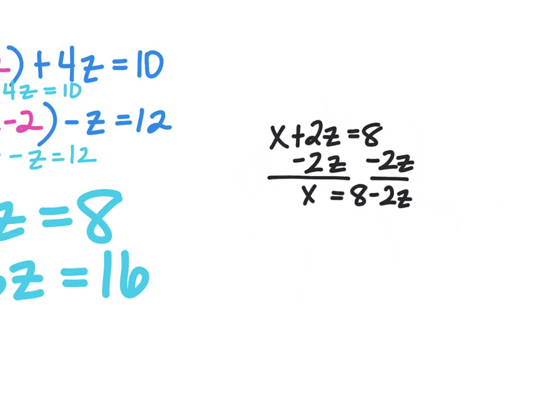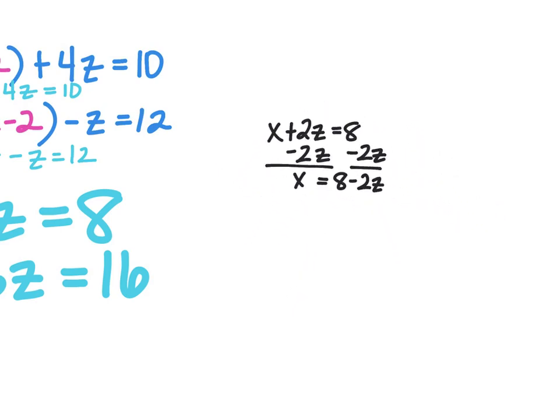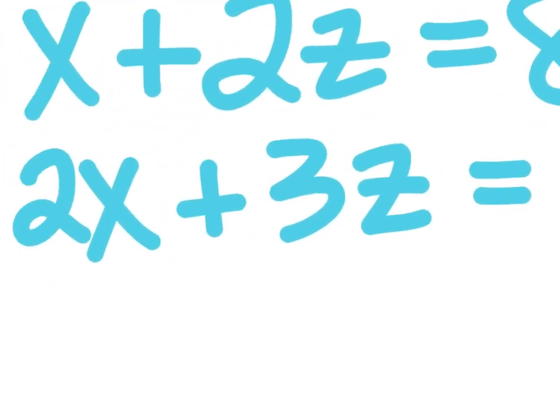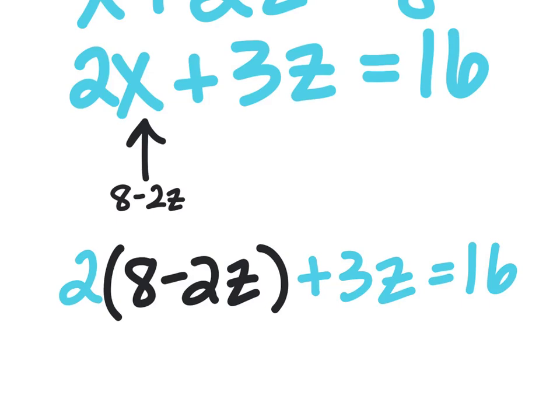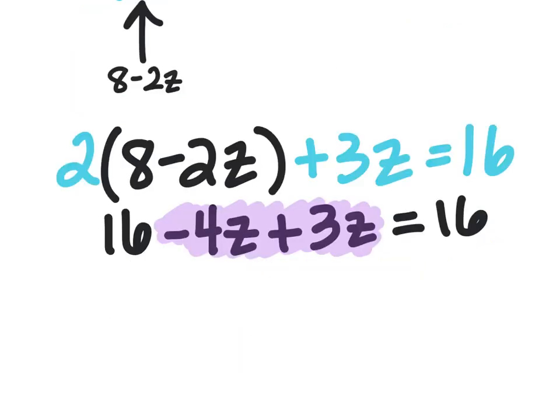So I solved that first equation for x, and I got the expression 8 minus 2z. So now I'll take that 8 minus 2z and plug it into the other equation for x. You should notice that all the variables in this equation are now just z. So we'll be able to solve this equation for z. When I combine negative 4z and positive 3z, I get negative z.